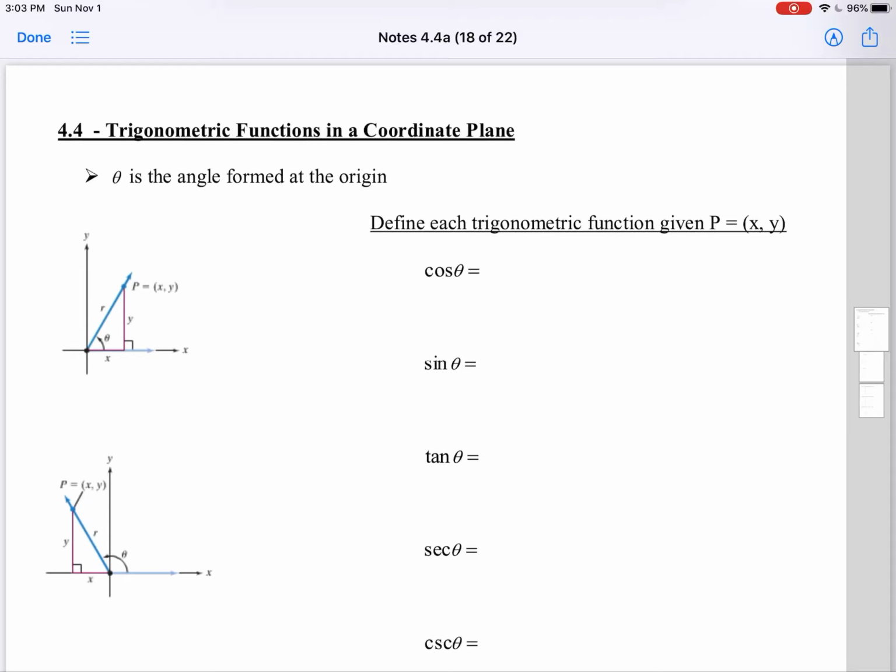Hi everyone, today we're going to go over section 4.4. This does have two parts to it, so we're going to start with part A, and then after part A we will do part B.